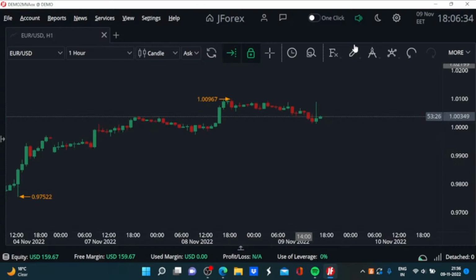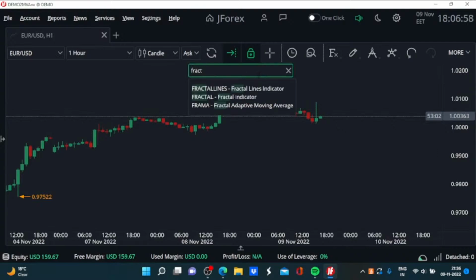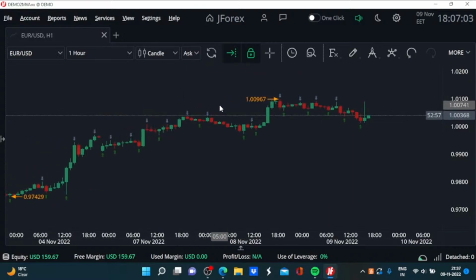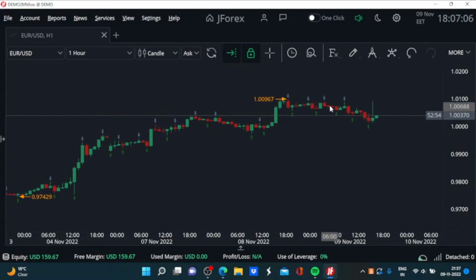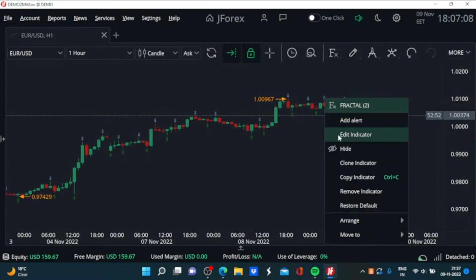Now here I have to add the fractal indicator. For that I can do a quick search, or you can even go through the add indicator option. Here is the fractal, and let me check the combination.